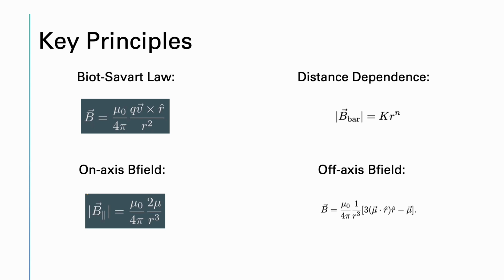Key principles include Lorentz-Savart's law, which illustrates how each infinitesimal segment of current contributes to the total magnetic field at a point in space. Distance dependence, which explains the relationship of how the strength of a magnetic field decreases as you move farther away from the magnet. On-axis magnetic field, which refers to the magnetic field along the axis of the magnetic dipole, or in this specific experiment, along the length of a bar magnet. And off-axis magnetic field, which refers to the magnetic field at points not along the axis of the magnetic dipole.